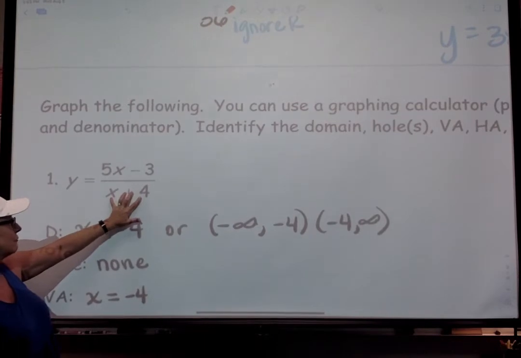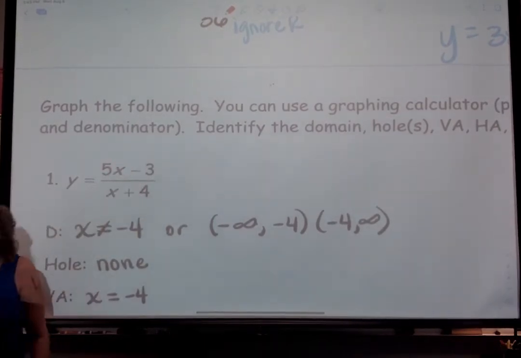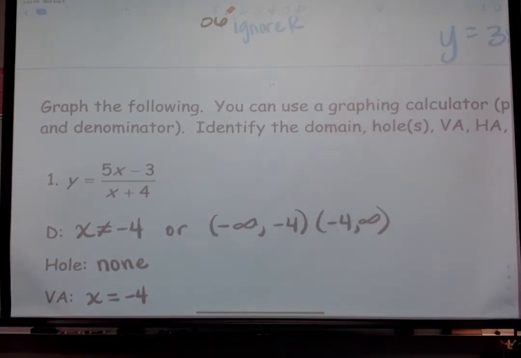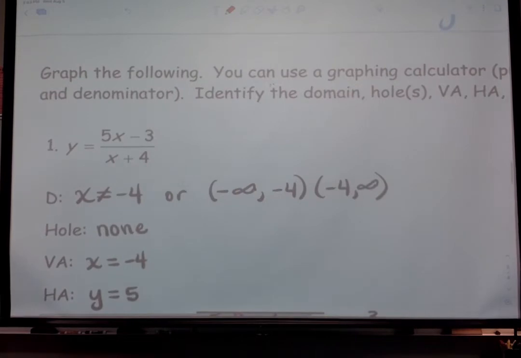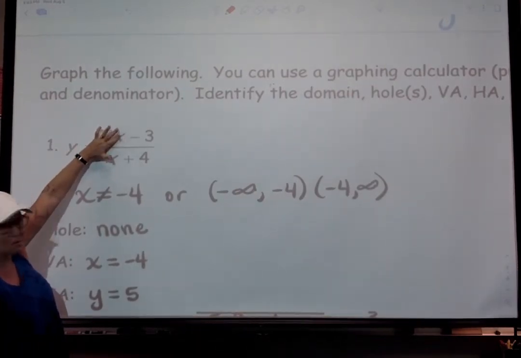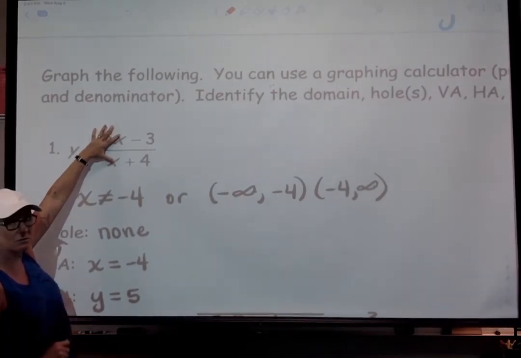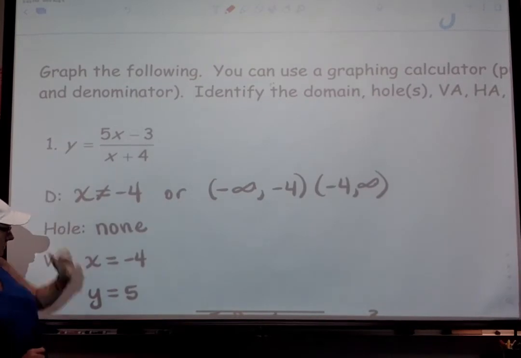So you can see negative 4 causes this to be 0, but not this to be 0. So we got a vertical asymptote when x is negative 4. How about horizontal asymptotes? Well, my degree is the same. I'm going to have a horizontal asymptote where y equals 5/1.